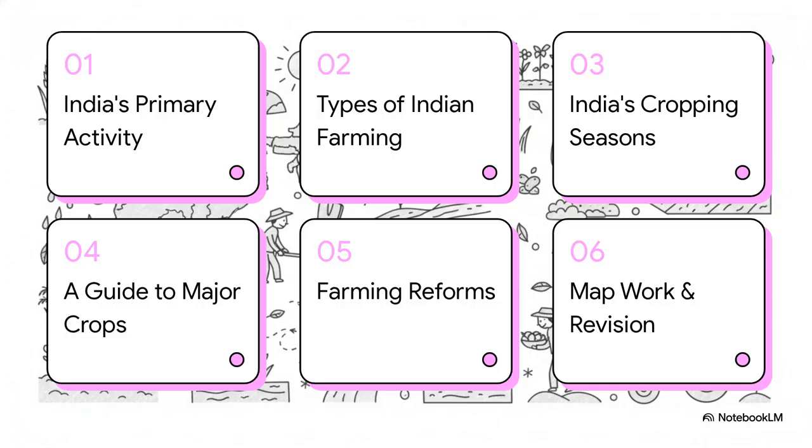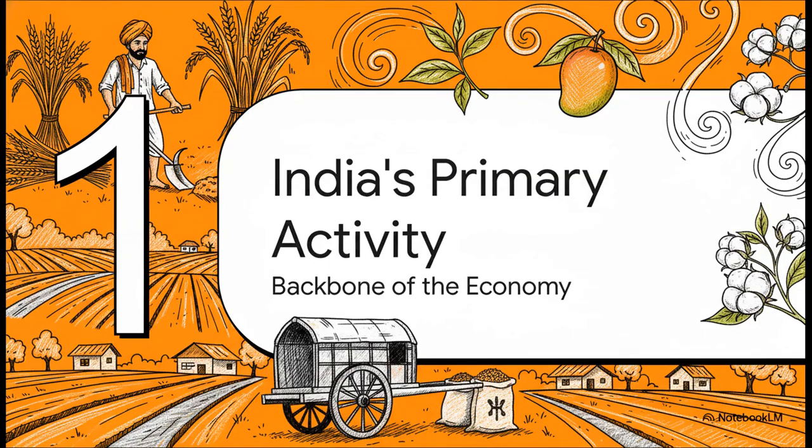Okay, here's what we're going to cover today. We'll start with why agriculture is India's primary activity. Then we'll look at the different types of farming. After that, we'll cover India's cropping seasons, go through a guide to the major crops, and then talk about farming reforms and technology. And we'll finish up with some map work and a final revision. A full package. All right, let's dive into our first section.